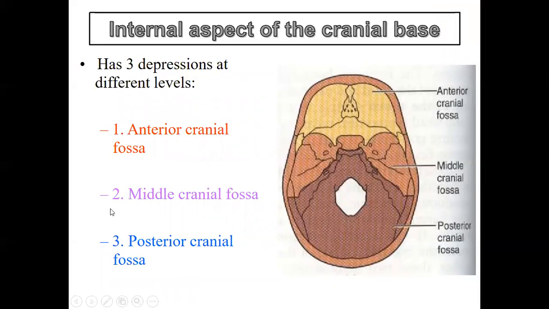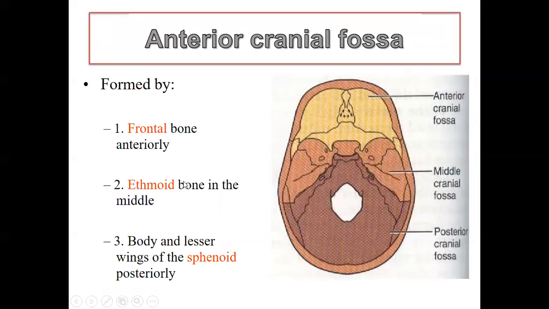Just now we discussed the external aspect of the skull bone. Now we're going to discuss the internal aspect of the cranial base. The internal aspect has three depressions that you have to know, and these three depressions are located at different levels. We have the anterior cranial fossa, the middle cranial fossa, and at the back here we have the posterior cranial fossa.